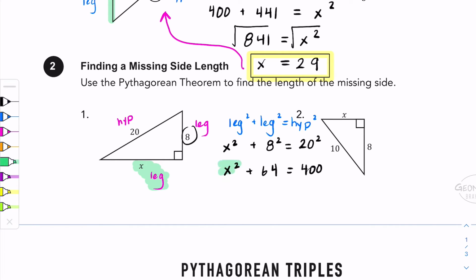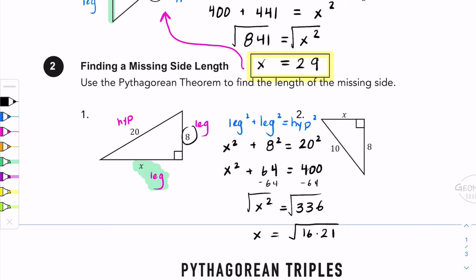You are solving for x, so we need to isolate x. That means I am subtracting 64 from both sides, leaving me with x squared equals 336. I'm going to take the square root of both sides, and 336 underneath the square root is not a perfect square, but it does have a square factor, and its square factor is 16. So I can write this as x equals the square root of 16 times 21.